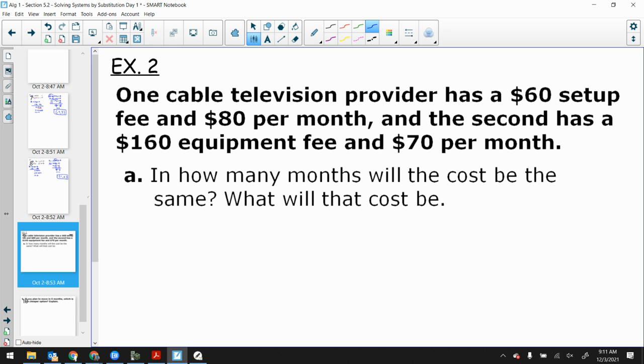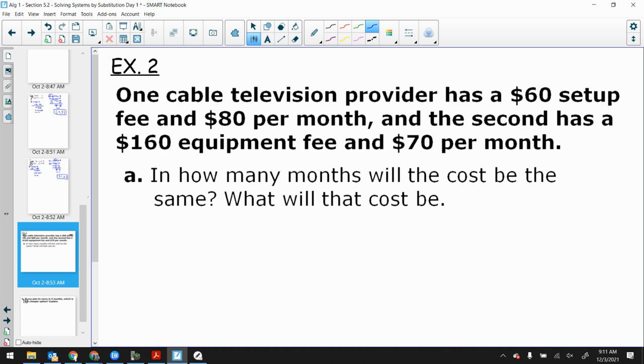Cable television provider. Okay, one cable TV provider has a $60 setup fee and an $80 per month fee. Another one has a $160 equipment fee and $70 per month. How many months will the cost be the same? Now, we've done problems like this before, but we really didn't understand that what we were doing was substitution. So I want to talk it through in terms of a system.